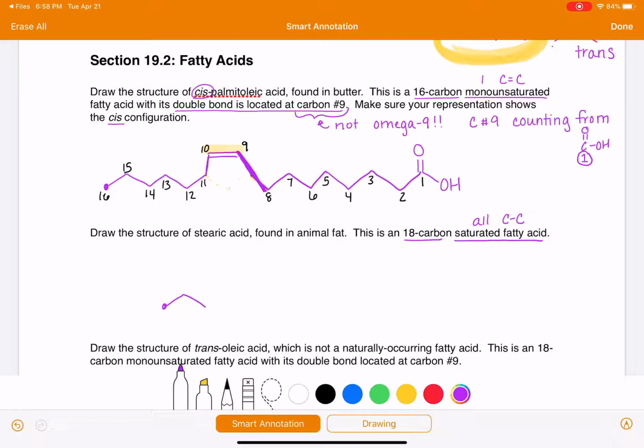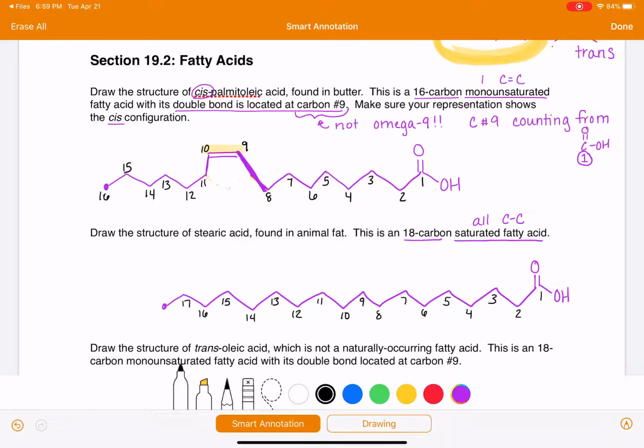1, 2, 3, 4, 5, 6, 7, 8, 9, 10, 11, 12, 13, 14, 15, 16, 17, 18. And if we want to number them, just to make sure we have them all, 1, 2, 3, 4, 5, 6, 7, 8, 9, 10, 11, 12, 13, 14, 15, 16, 17, and 18. They're all there. So that one was nice and easy to draw.